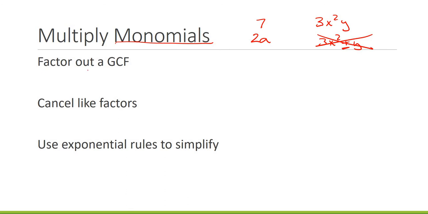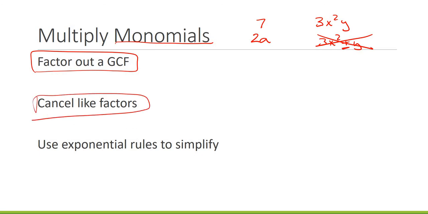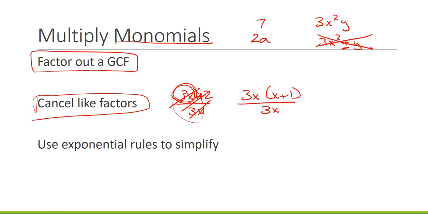The first thing we want to do is factor out a GCF, just like when we're simplifying. We're also going to cancel like factors, like you did before. So remember, 3x plus 2 over 3x, we cannot cancel the 3x's here because the 3x on top is a term, it's part of a binomial. However, if I have 3x times x plus 1 over 3x, now 3x, since it's being multiplied by something, has become a factor. We can cross those out. So again, cancel like factors.